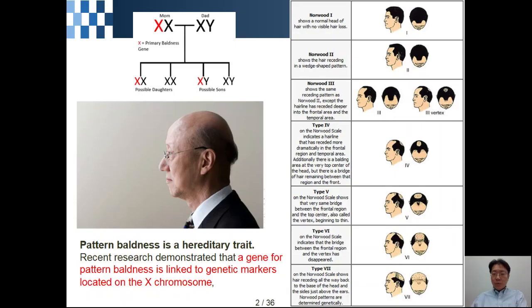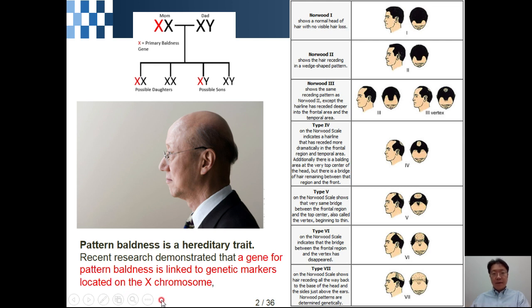In this slide, we will see pattern baldness; there are several patterns of baldness. Baldness is a hereditary trait, and recent research demonstrates that a gene for pattern baldness is linked to a genetic marker located on the X chromosome. So the gene for pattern baldness is located on the X chromosome, and it is linked to another genetic marker located on the X chromosome. We will see the details later.